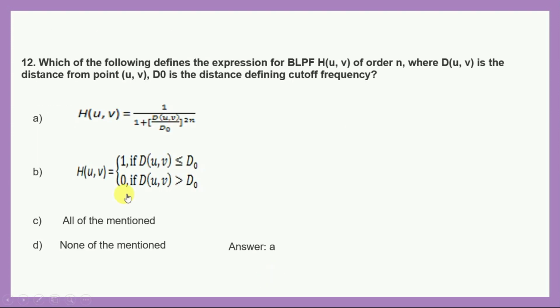Now the next question is, which of the following defines the expression of BLPF, where D of u comma v is the distance from point u, v and D0 is the distance defining the cutoff frequency? Options are over here, and the right answer is A, that is H of u comma v is equal to 1 upon 1 plus D of u comma v divided by D0, the whole power of 2n.